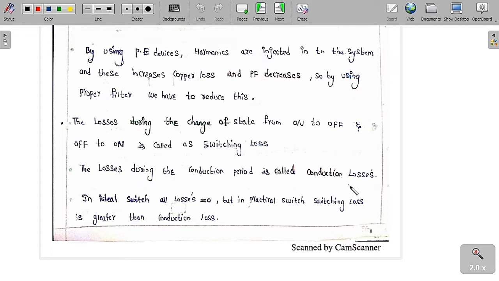In an ideal switch, all losses are zero, whereas in a practical switch, switching loss is greater than the conduction loss. So in the ideal switch, the conduction loss and also the switching losses, both are zero. Whereas in the practical switch, the switching losses are very much higher when compared to the conduction losses.